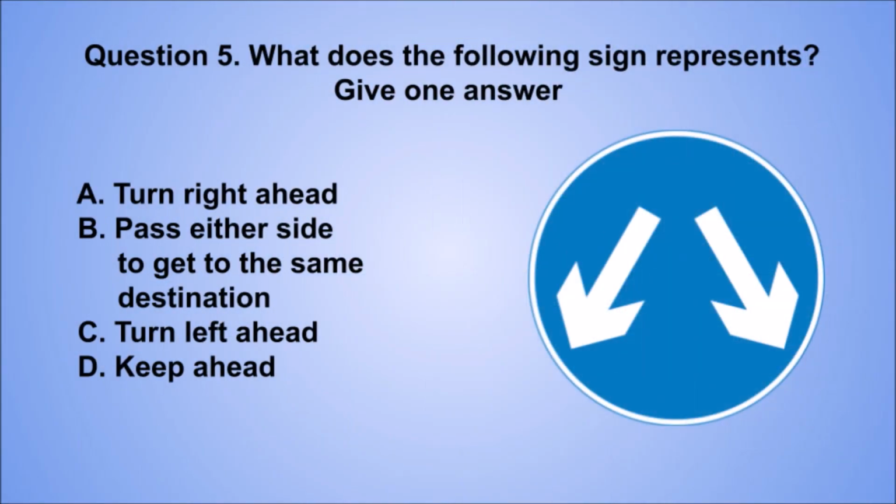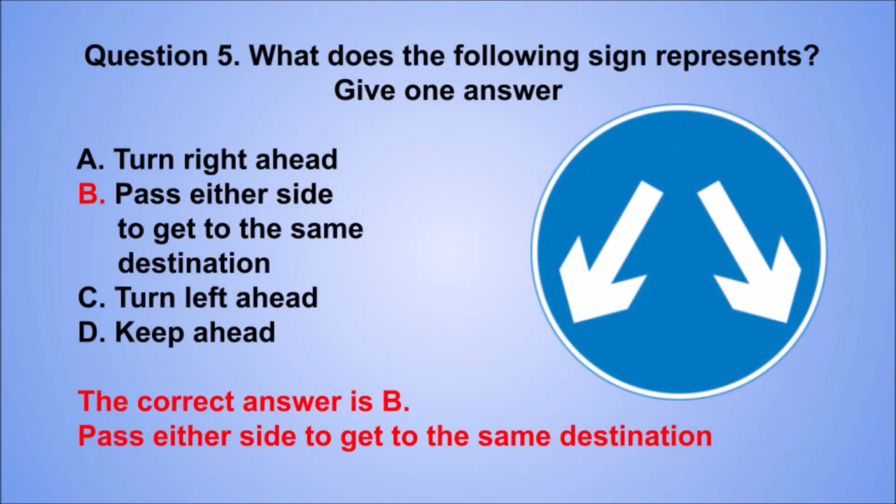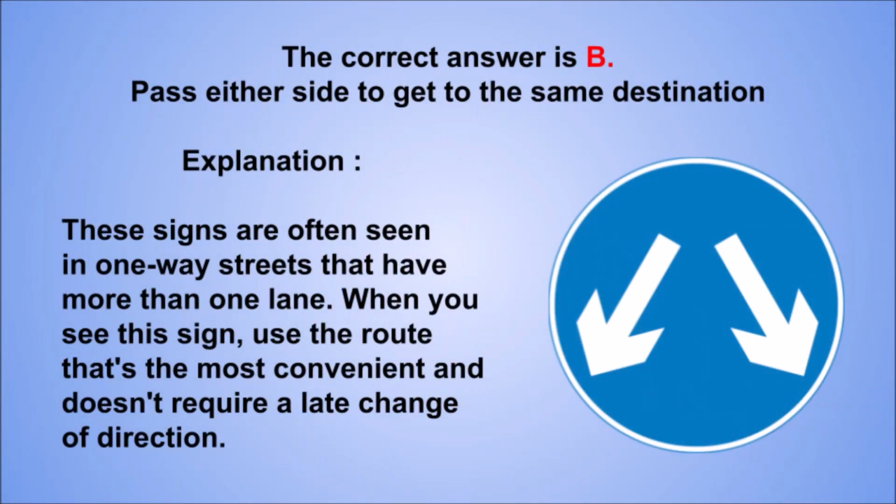Question 5. What does the following sign represent? Give one answer. A. Turn right ahead. B. Pass either side to get to the same destination. C. Turn left ahead. D. Keep ahead. The correct answer is B, pass either side to get to the same destination. Explanation. These signs are often seen in one-way streets that have more than one lane. When you see this sign, use the route that's the most convenient and doesn't require a late change of direction.